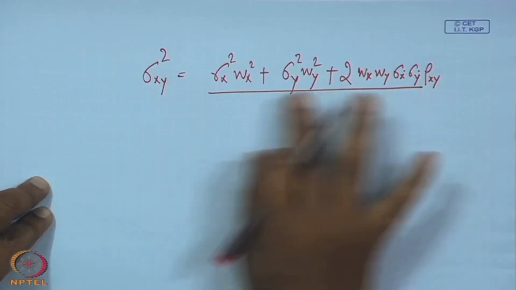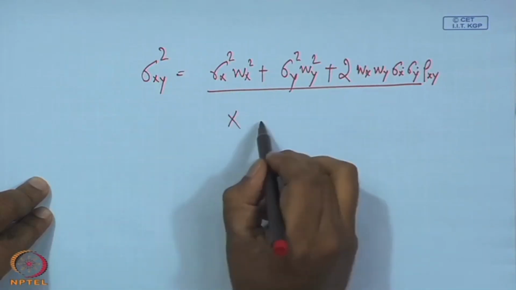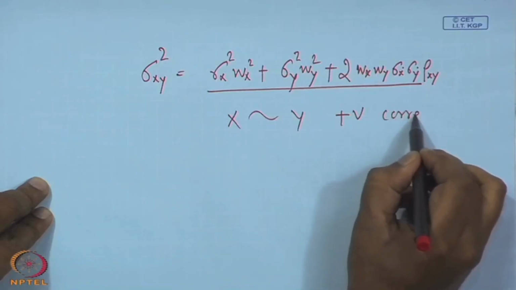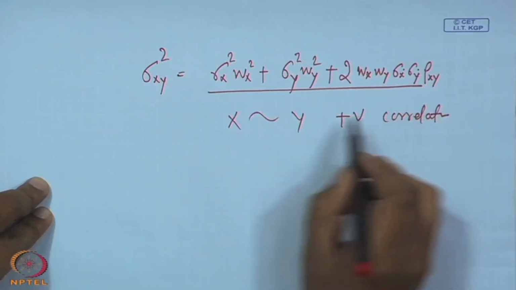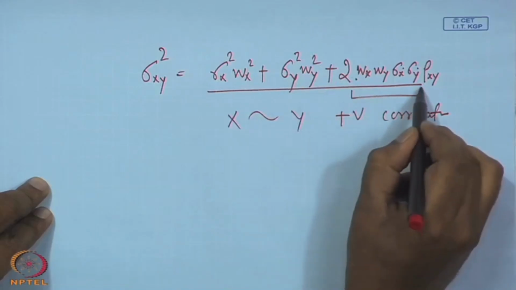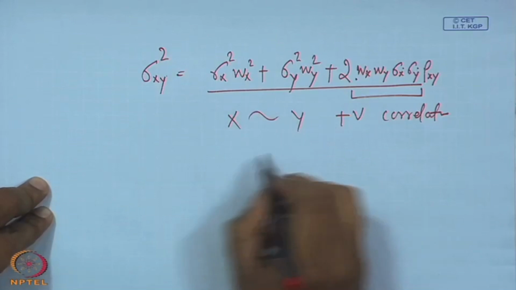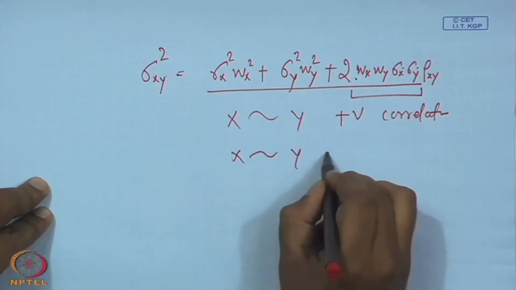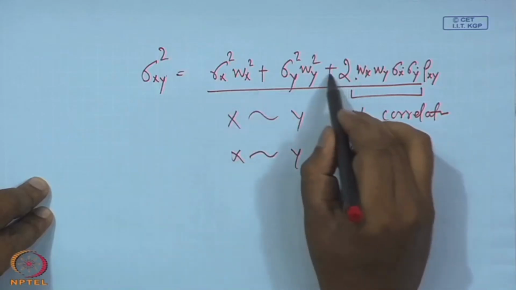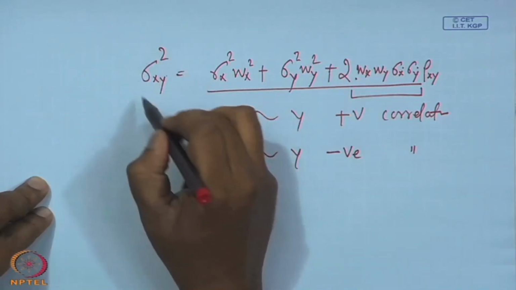So, if the assets x and y have positive correlation, then this part will be positive and this part will be positive, and the overall standard deviation will be more. If the assets x and y have negative correlation, then this part will be negative and the overall standard deviation, or overall portfolio variance, will be less.